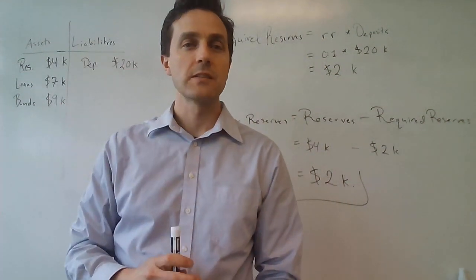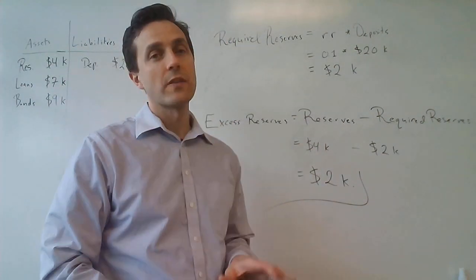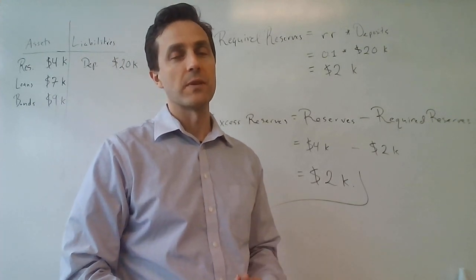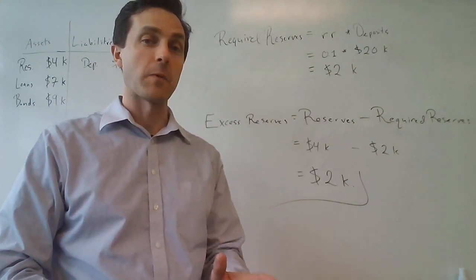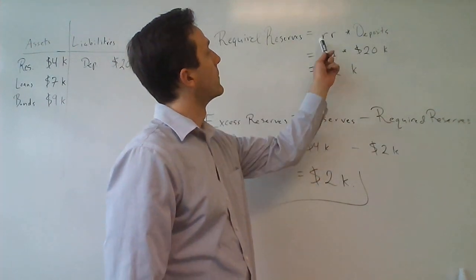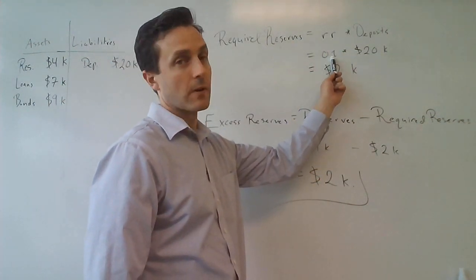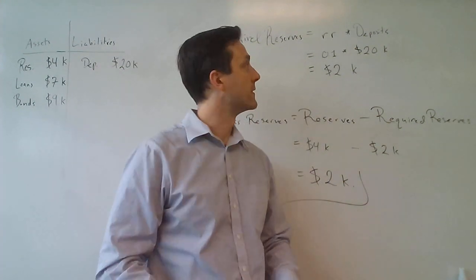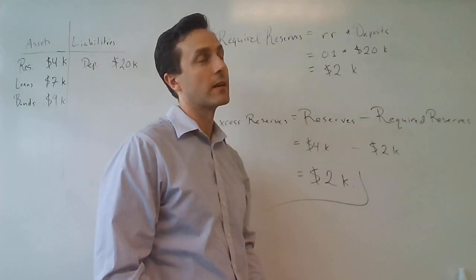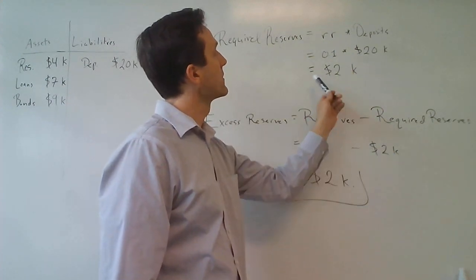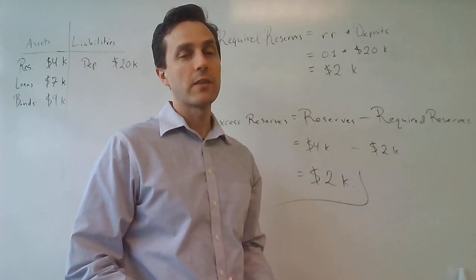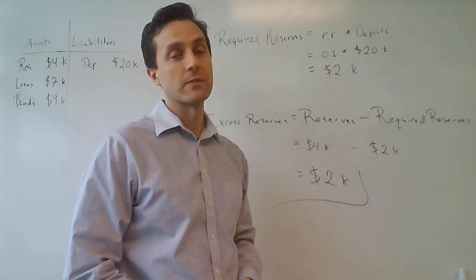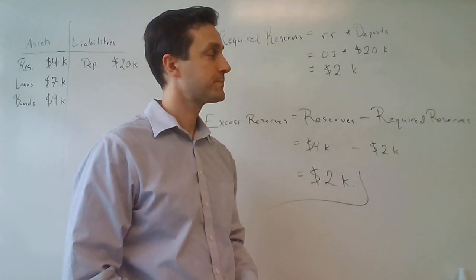So we'll be using those numbers. Let's assume that the required reserve ratio happens to be 0.1, 10%, which happens to be the required reserve ratio in the United States as I'm making this video. The level of deposits is $20,000, so 0.1 times $20,000 means that this bank must hold $2,000 in reserve. That's the level of required reserves.